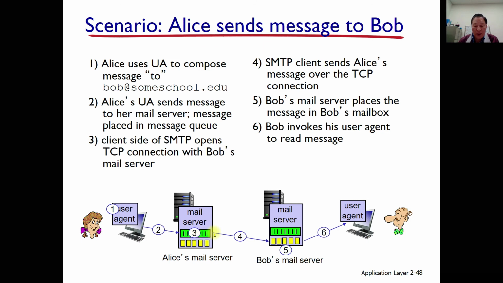There's a TCP protocol first, that is establishing the connection, and after that the SMTP client sends Alice's message over that opened, established TCP connection. And Bob's mail server places the message in Bob's mailbox here, and Bob invokes his user agent mail program to read that email message.